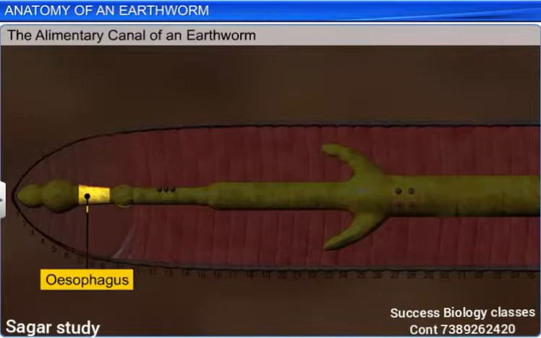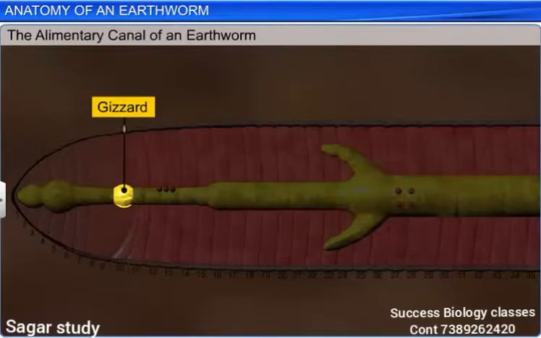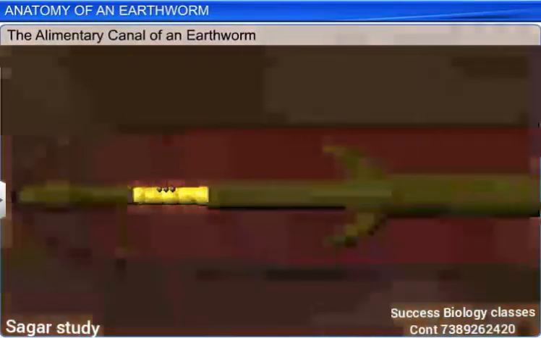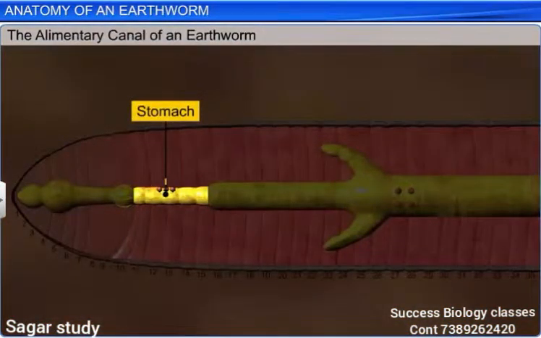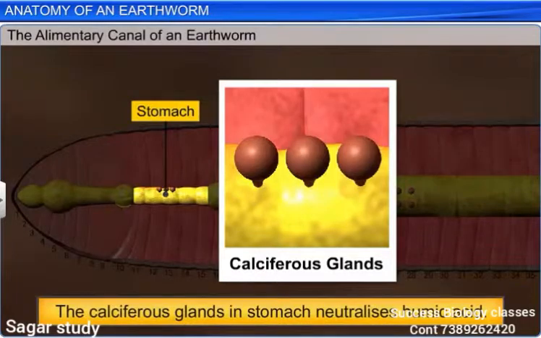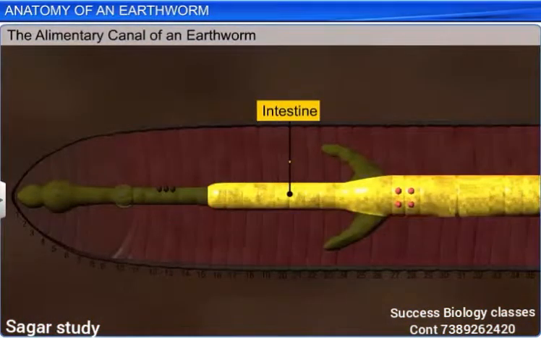The gizzard, located in the eighth and ninth segments, helps grind soil particles and organic matter. This organic matter is mixed with soil and is digested in the stomach that lies between the 9th and 14th segments. The stomach also has calciferous glands, which neutralize the humic acid present in the partially decomposed organic matter. The stomach continues into a long intestine, which starts from the 15th segment and continues till the last segment.